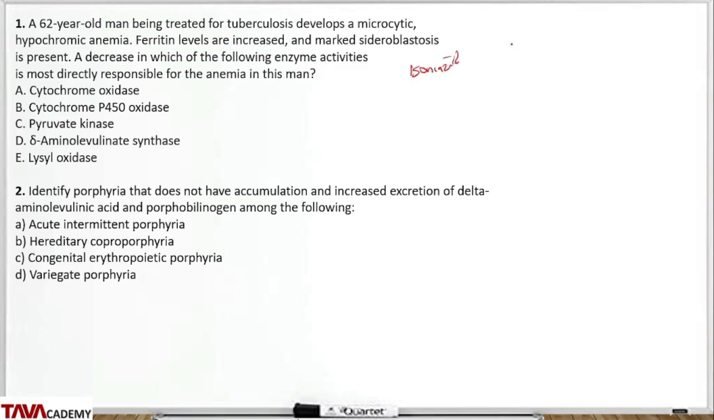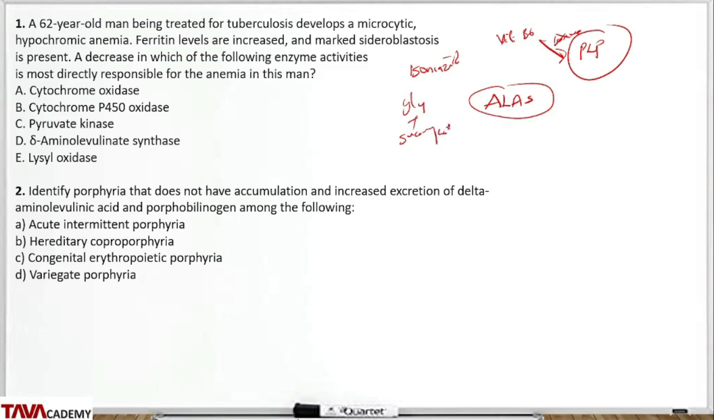So isoniazid actually inhibits the conversion of vitamin B6 to pyridoxal phosphate by inhibiting the activity of the kinase enzyme. So pyridoxal phosphate is a coenzyme for ALAS, that's ALA synthase, and this is responsible for converting glycine plus succinyl-CoA into delta amino levulinic acid, and vitamin B6 PLP was the coenzyme here. So if PLP is absent, ALAS wouldn't function well. So the enzyme that was affected was delta amino levulinic acid synthase.